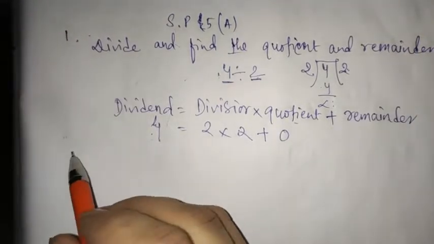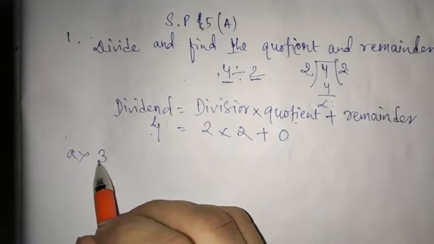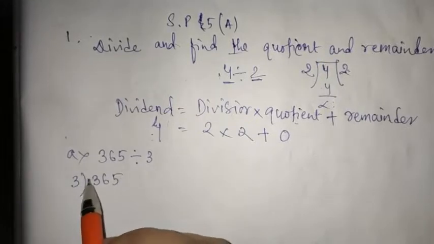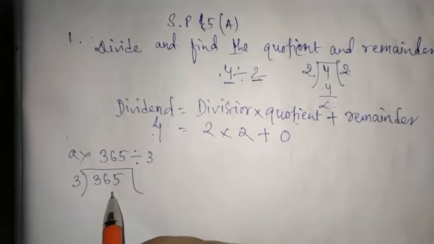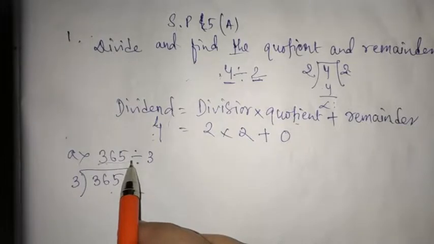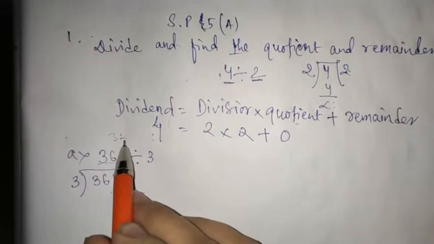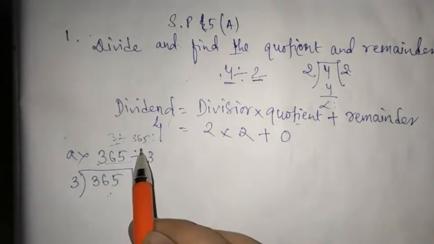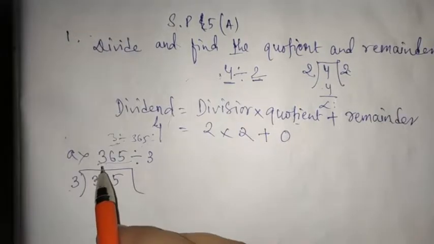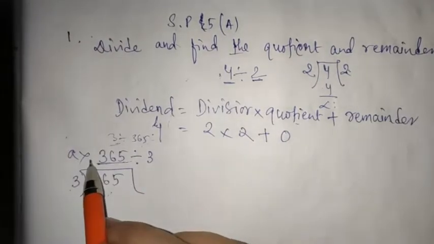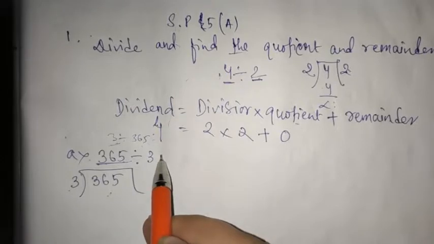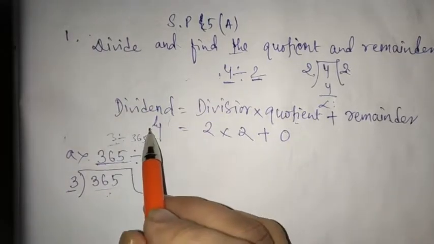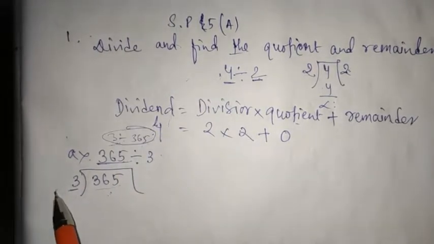Okay, so let us solve question number A, 365 divided by 3. When you divide this, the bigger number will be inside because it is called the dividend. Similarly here 365 is first, then 3, right? So we will be writing 3 outside and 365 inside. If the opposite was the case, then 365 would be outside and 3 would be inside.